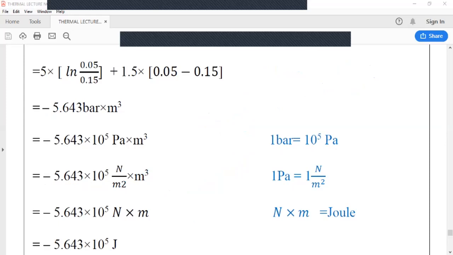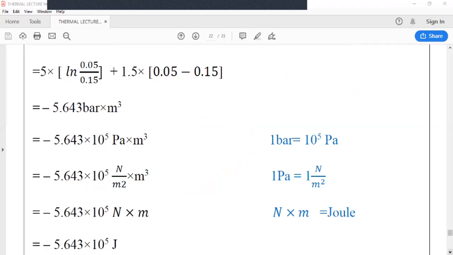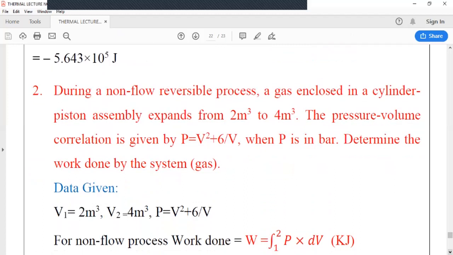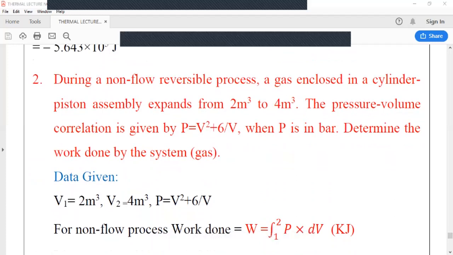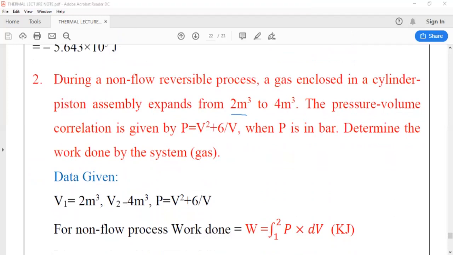So next we will discuss another question. During a non-flow reversible process, a gas enclosed in a cylinder piston assembly expands from 2 meter cube to 4 meter cube. The pressure volume correlation is given by P is equal to V square plus 6 by V, where pressure P is in bar, and determine the work done by the system. Work done by the system is which quantity? Positive quantity, meaning work produced.